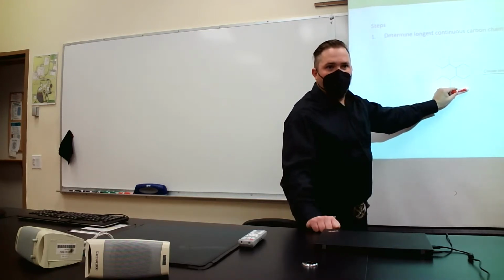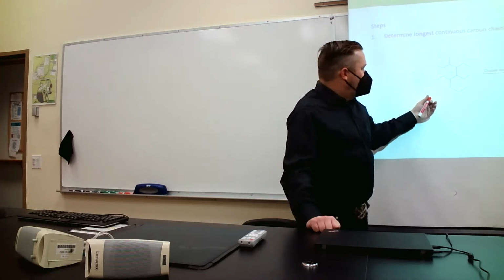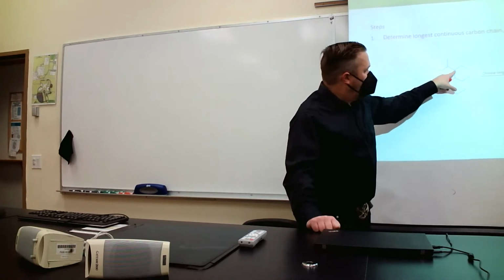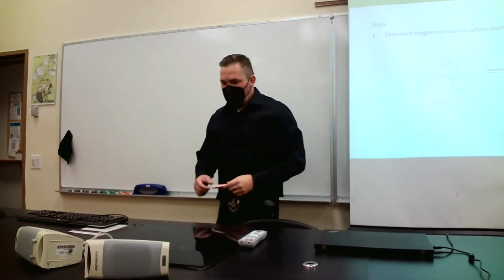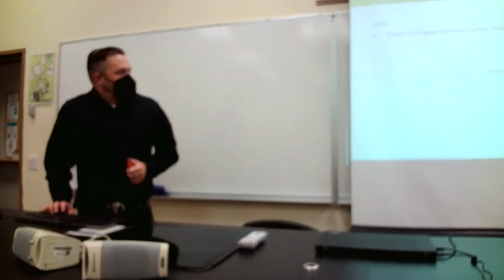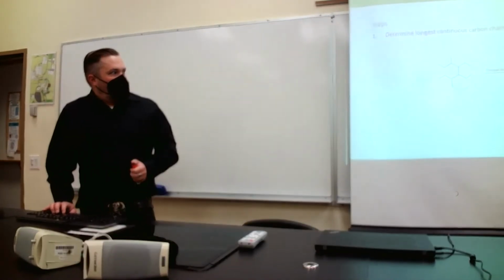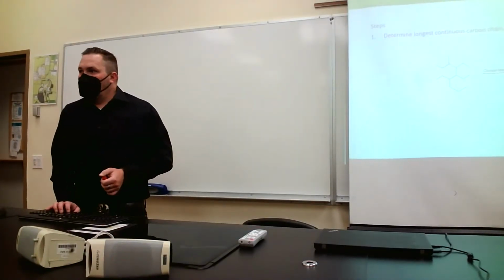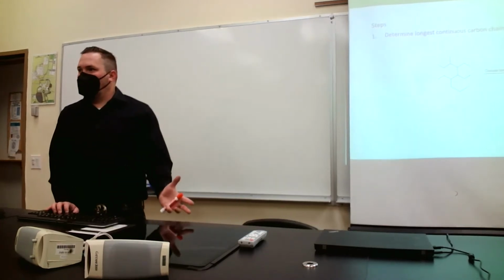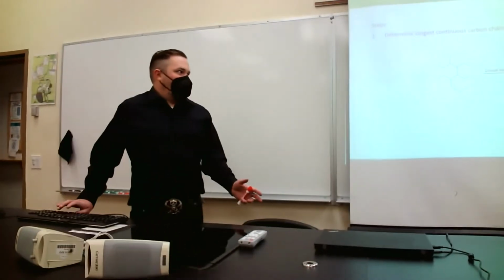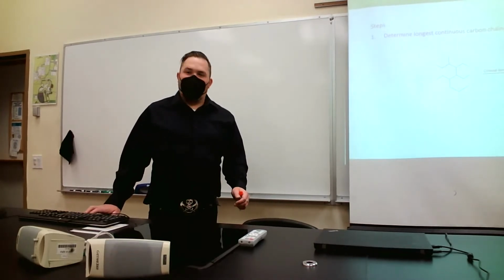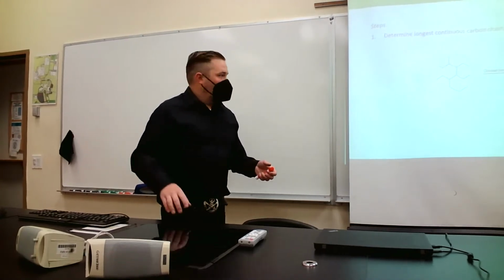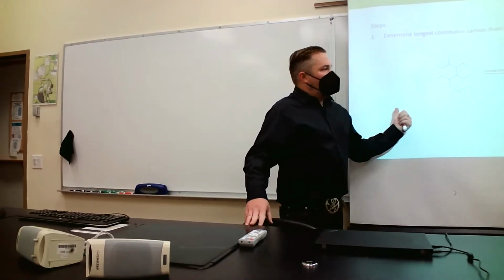All right, we're looking for the longest continuous carbon chain, which would be going around this way. And you don't have to start on the left-hand side. You can start wherever you need to make it the longest continuous carbon chain. You could start at the bottom and count up. You could start at the bottom right and count up. You could count wherever you need to. You can go in a big circle, as long as you're getting your longest continuous carbon chain.